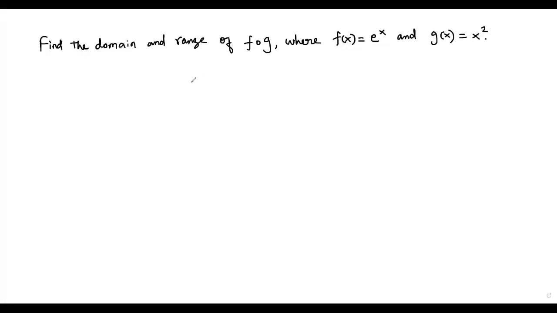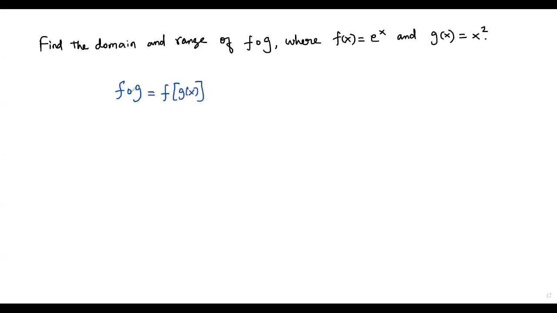Here we have a problem on finding the domain and range of a composite function, that is f∘g, where f of x equals e to the power x and g of x equals x squared. To find the domain and range of a composite function, first we have to write the composite function using the formula, that is f of g of x.